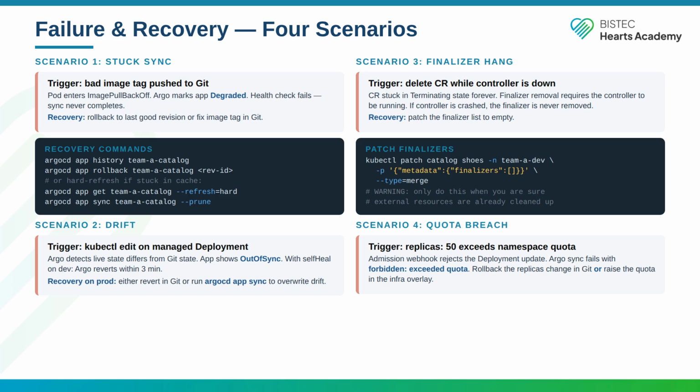Scenario 4. Quota breach. Change a catalog spec to request 50 replicas. The controller creates a deployment requesting 50 replicas. The resource quota blocks the pods from being scheduled. The controller's status shows 0 observed replicas and a not ready state. Resolution. Either raise the quota in Git and sync the change, or roll back the replica count in Git and let the autosync restore the working state.